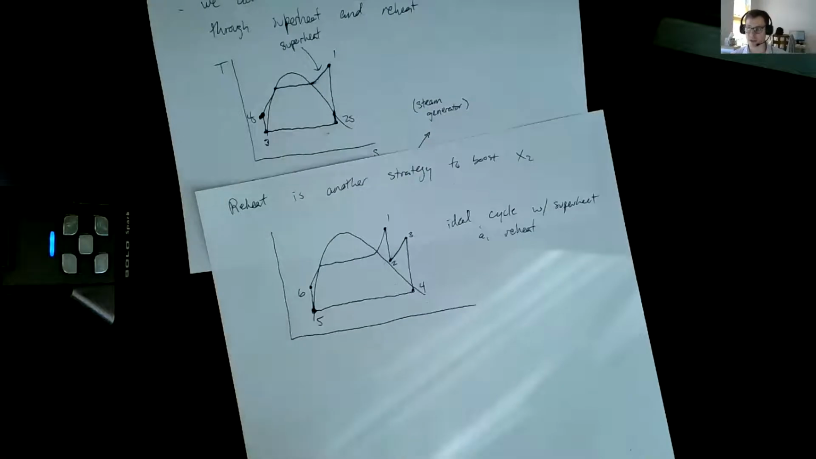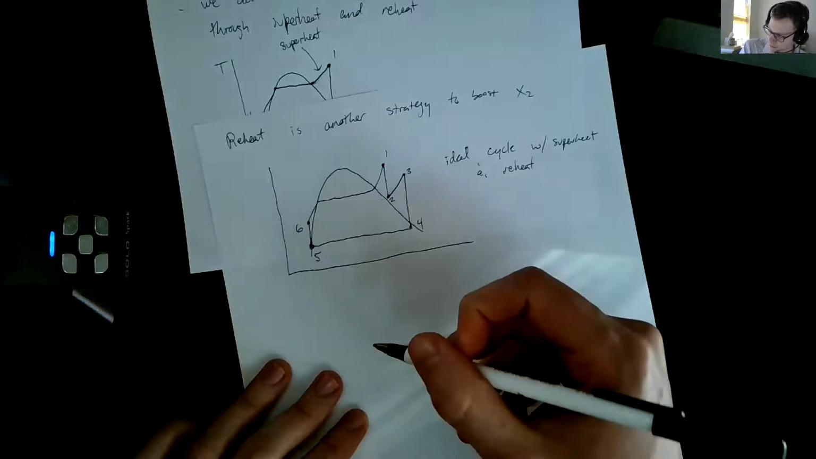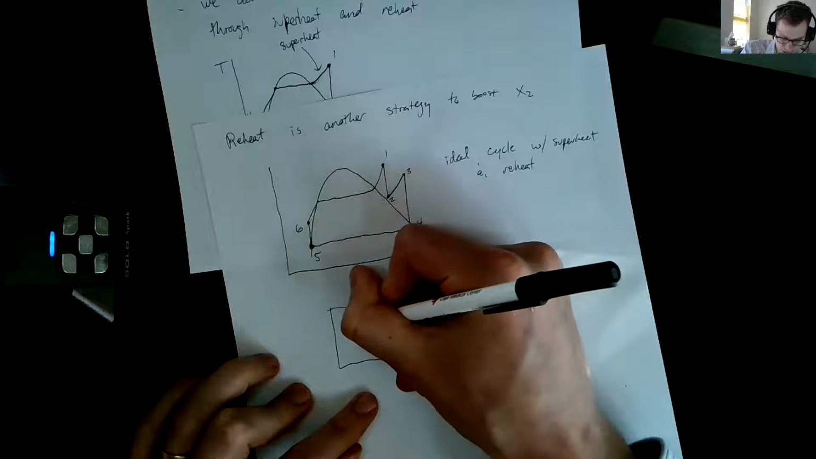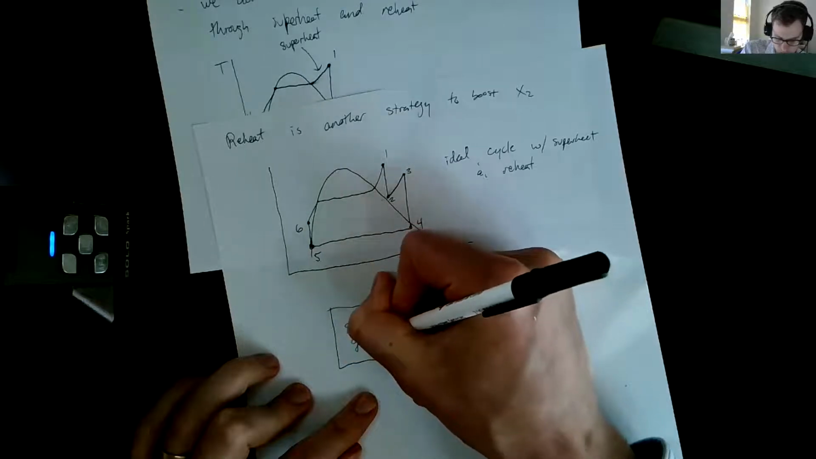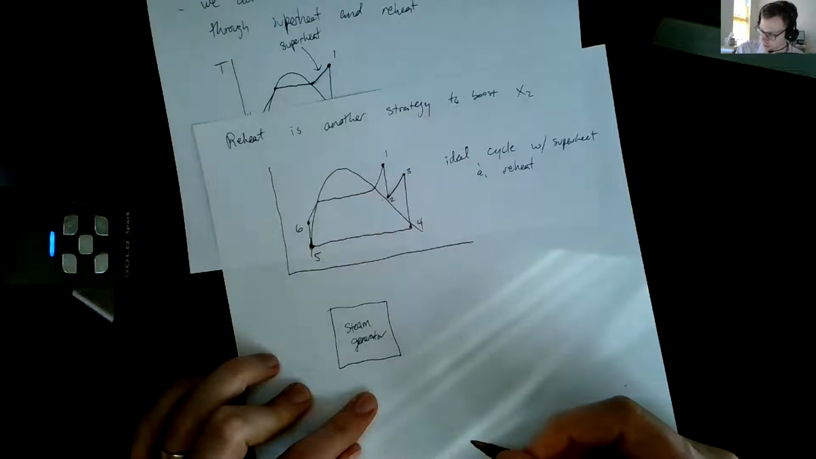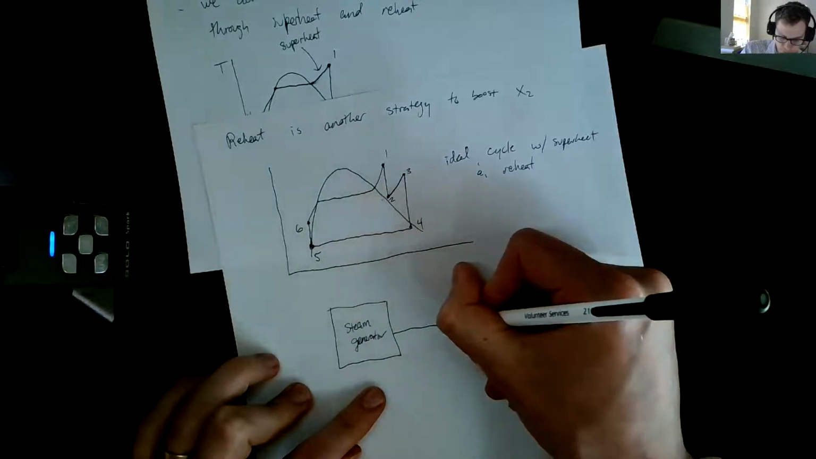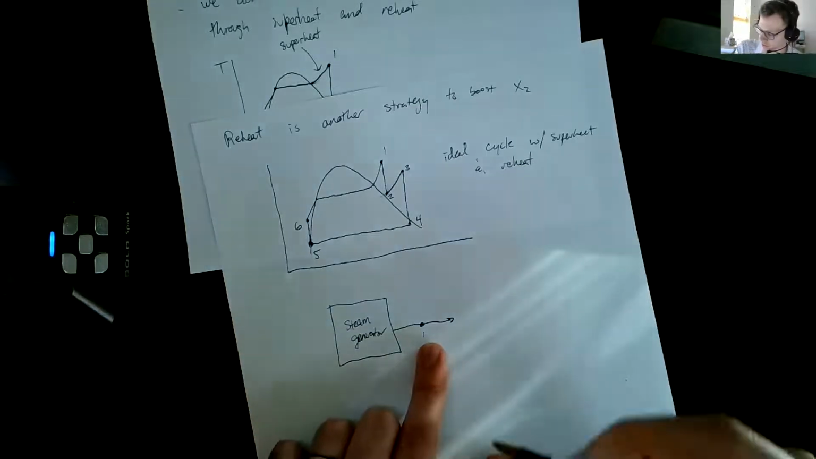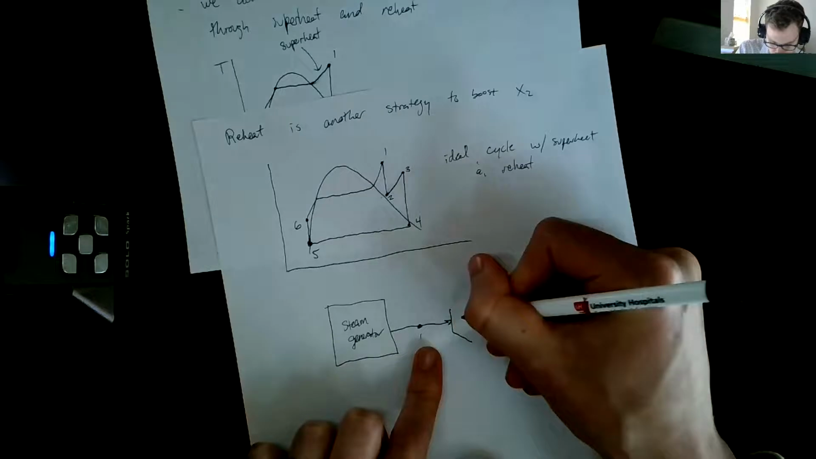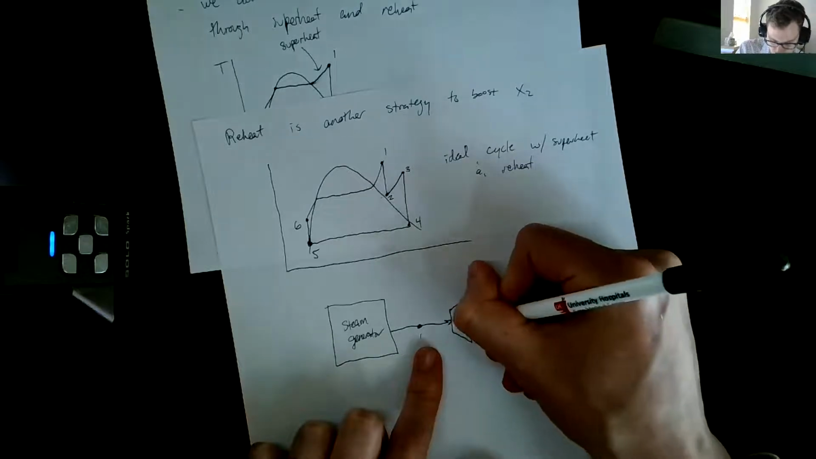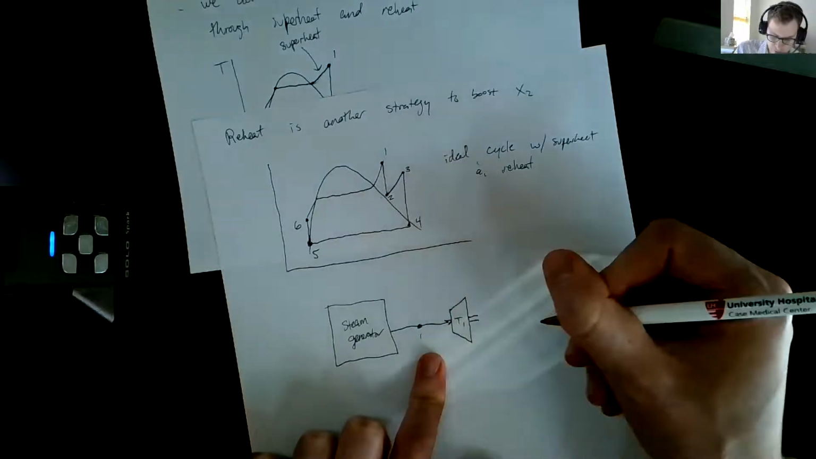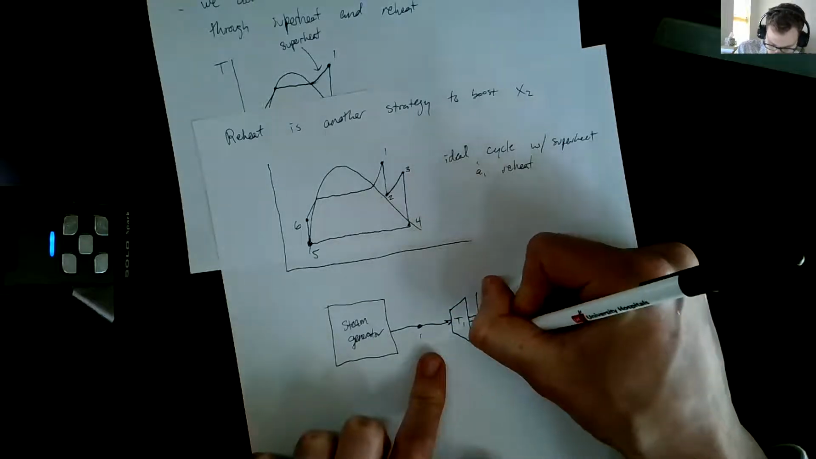Okay, so that's what our cycle would look like with superheat and reheat. The diagram is going to look something like this. We have our boiler here, which we'll now call a steam generator. We still have our state 1 coming out of the steam generator, going to a turbine. Turbine 1, okay? Now this turbine is connected via shaft to turbine 2.